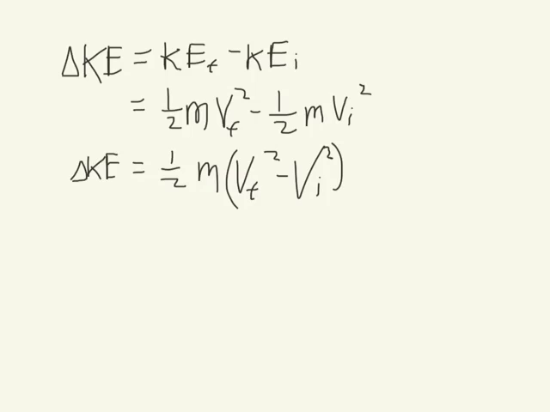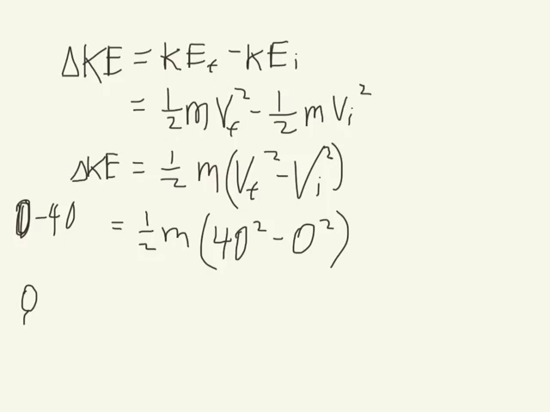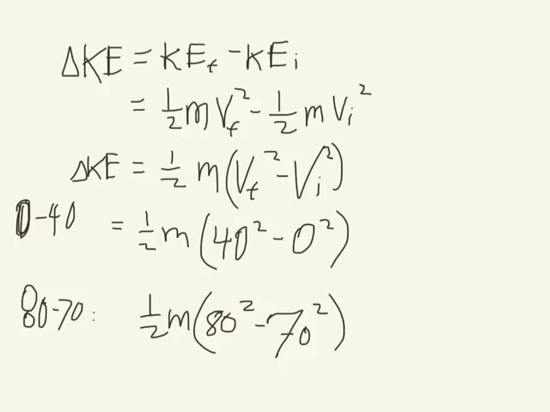minus the initial velocity. So if we're going from 0 to 40, or think about braking, you come to a stoplight, you're going 40 and you brake to 0. This is also how much energy is wasted through friction when your brake pads scrape against your rotors. And then if we go between 80 and 70 miles an hour, we can put in those numbers.